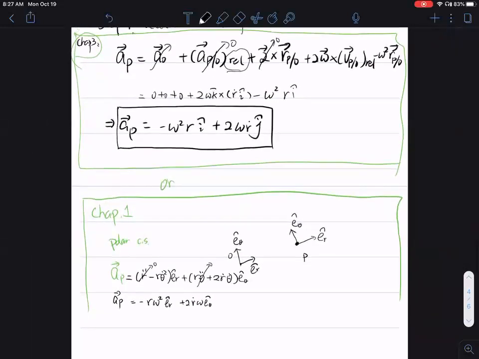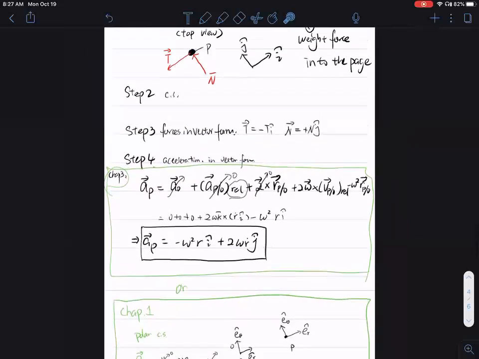From chapter 3, this is the equation we end up with: negative omega square R i plus 2 omega R dot j. Now we come back, look at what we got from chapter 1. Hey, that's the same thing. The only difference is on the top here, we have i and j as the unit vectors. On the bottom here, we have ER hat and E theta hat. But in this particular problem, what is the relationship between ER, E theta, and i and j? That's a coordinate system conversion.